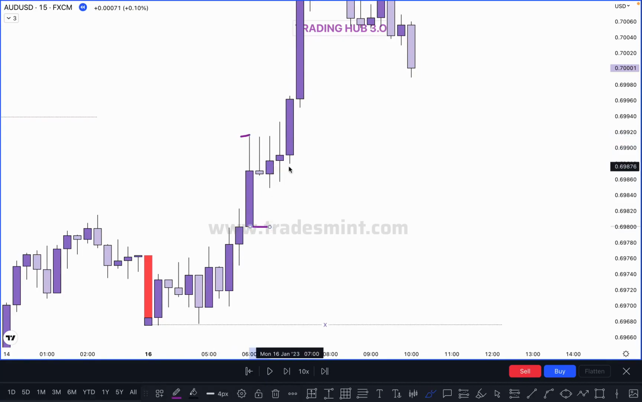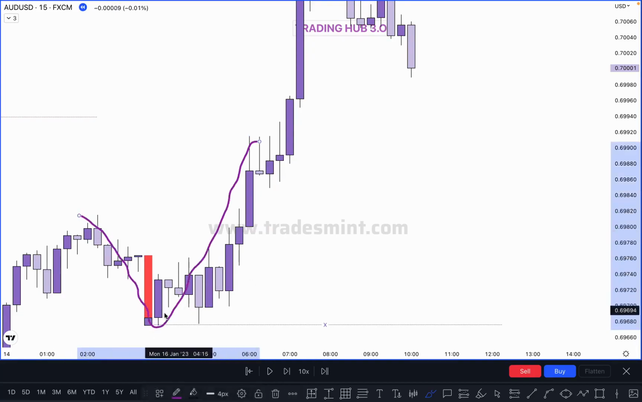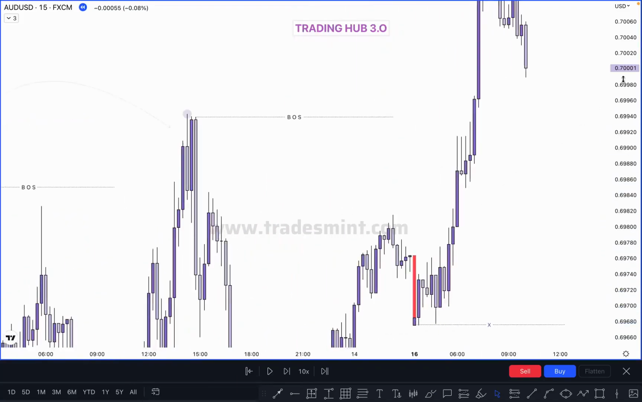That's why this is not a valid pullback as per our valid pullback theory. So what's happening here, this is our actual pullback, and the market must take out this pullback to confirm the higher high. So let's see what happened next after this one.